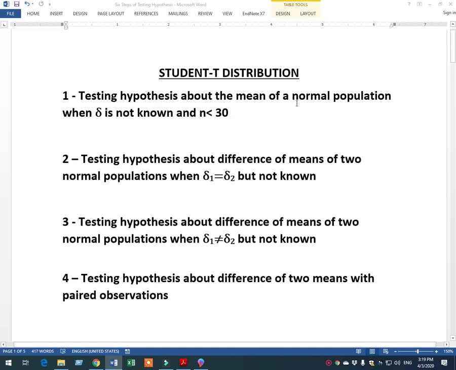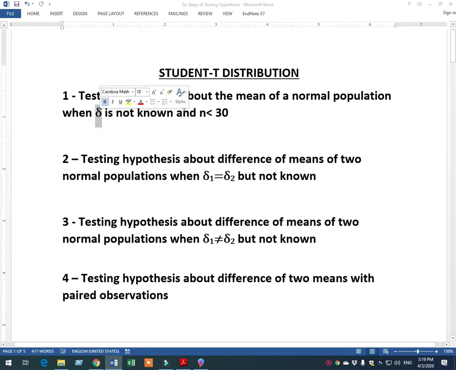I have told you that where the variance or standard deviation of the normal population is unknown, and the number of observations is less than 30, only in that case we will be following the T distribution, otherwise we will be following the Z distribution. I'm repeating, following the T distribution is based on the number of observations being less than 30, and along with this the population variance or standard deviation is not known. If the population variance or standard deviation is known, or n is more than 30, then you will be following not the T distribution but the Z distribution.